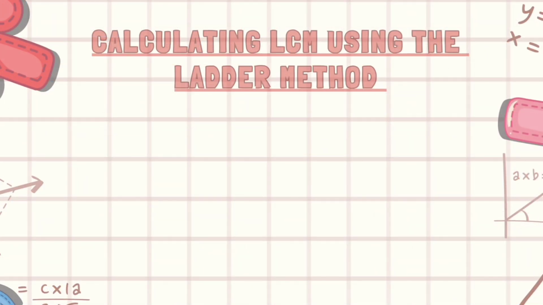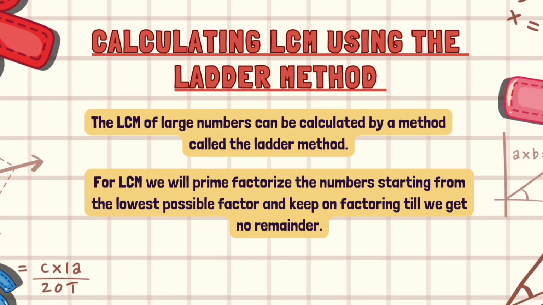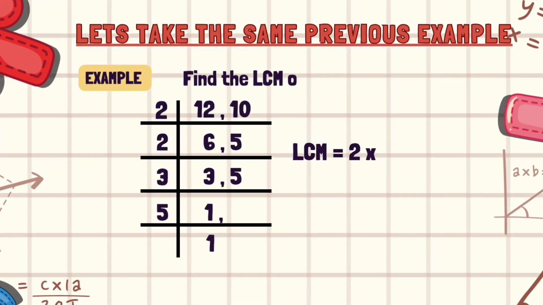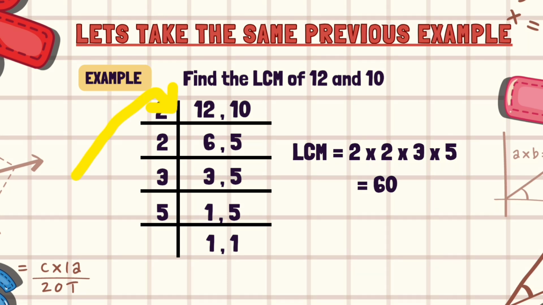We just found out LCM and HCF using the multiples and factors method. But if you are given a very big number, LCM and HCF can be calculated using a method which is called the ladder method. Let's retake the previous example which was to find out the LCM of 12 and 10. In the ladder method, first you make the ladder. On the first step, we write 12 and 10.